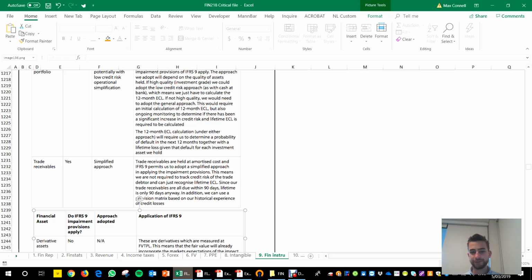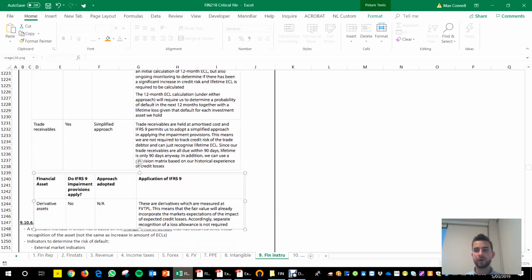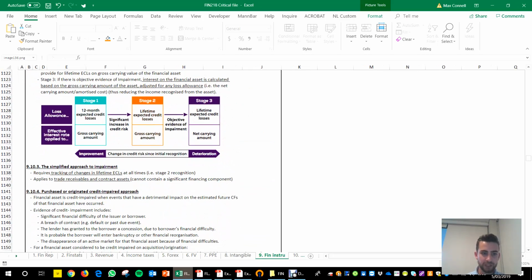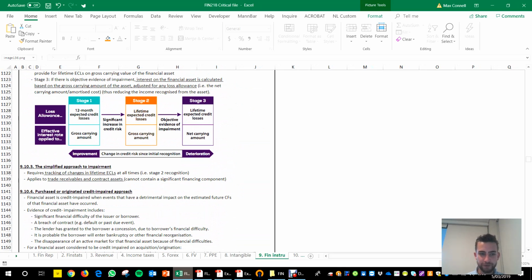Since our trade receivables are all due within 90 days, we can use our historical data to estimate what we expect our credit losses to be for that one. So that one is the simplified approach for impairment.